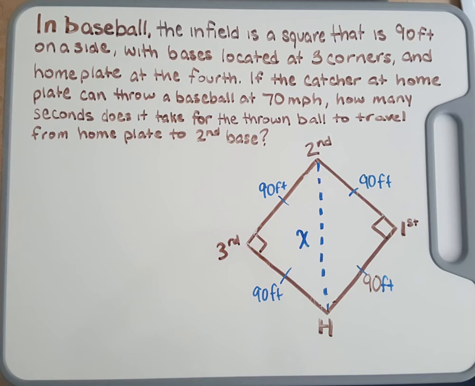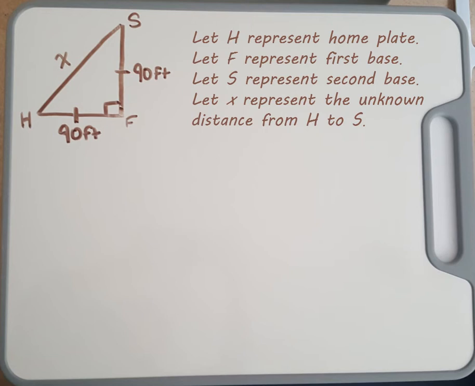So I drew a dotted line from home to second and let x represent the distance between those two bases. Because I only needed some of this information, I redrew the diagram as a right angle triangle where the vertices are H as home plate, F as first base, S as second base, and again x represents our unknown distance from home to second.